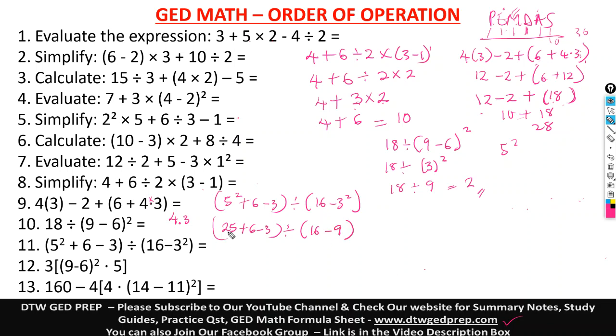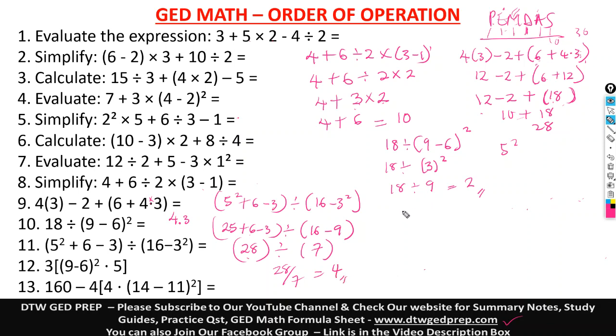Okay, so we have 25 plus 6, that's 31. And 31 minus 3, that will give us 28. Then divided by 16 minus 9, what would that give us? That would give us a 7. So we have 28 divided by 7. And what would that give us? That will give us a 4. So 28 divided by 7 gives us a 4. So our answer is 4.